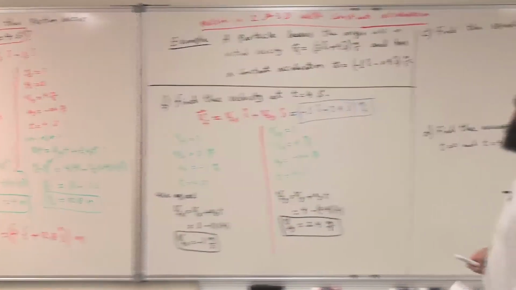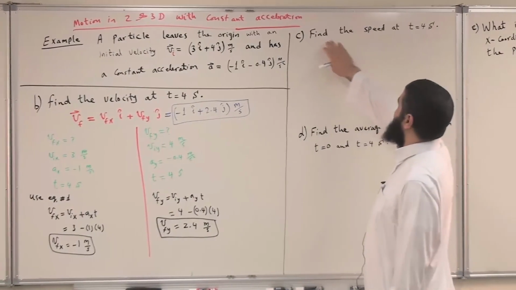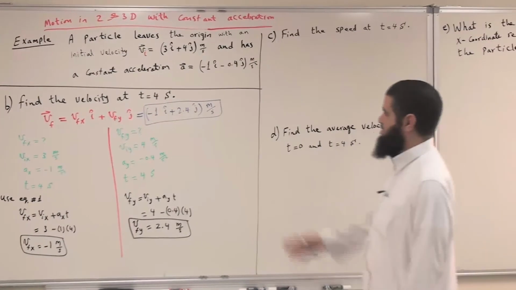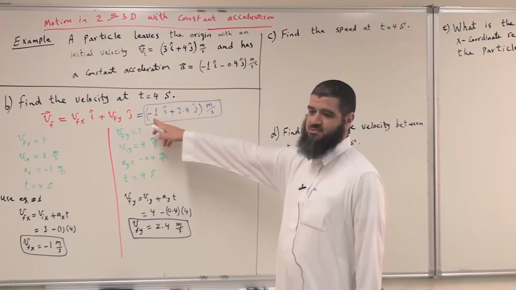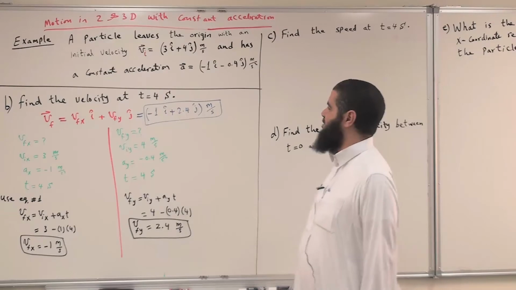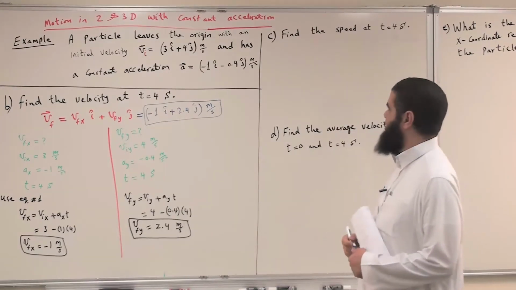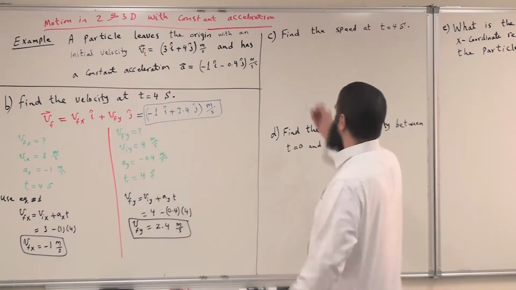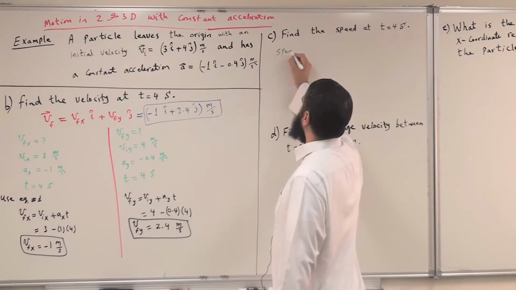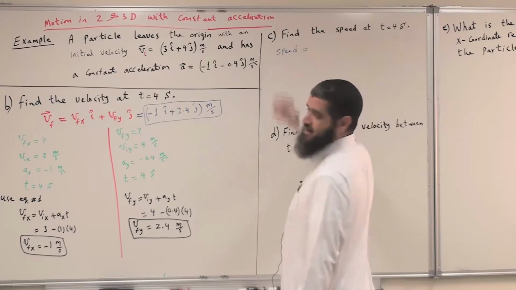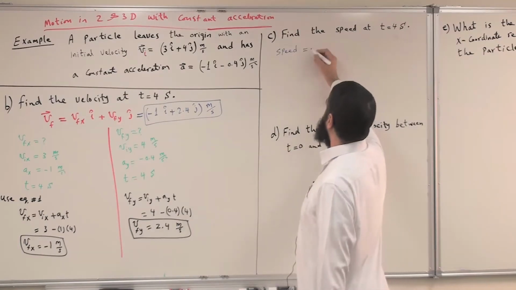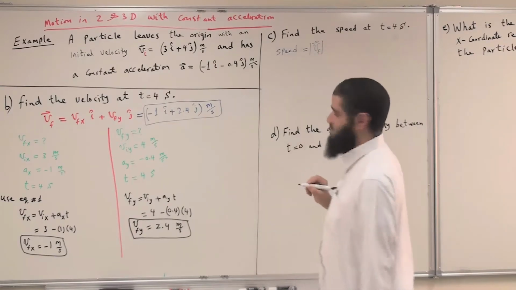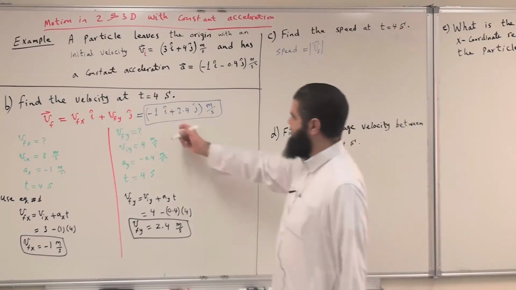Okay, next part, he's asking about the speed. Find the speed at time t equal 4. We know the velocity. The velocity was -1 i plus 2.4 j. The speed at that moment will be the magnitude of the velocity. Okay, so the speed is a scalar quantity, and it is the magnitude of the velocity at that time. So speed equals the magnitude of v final.